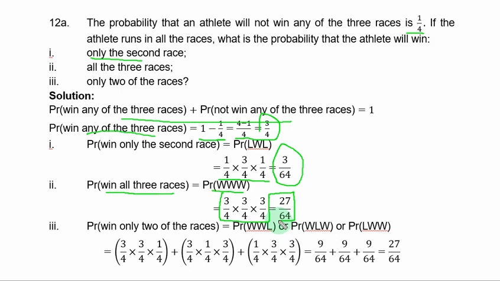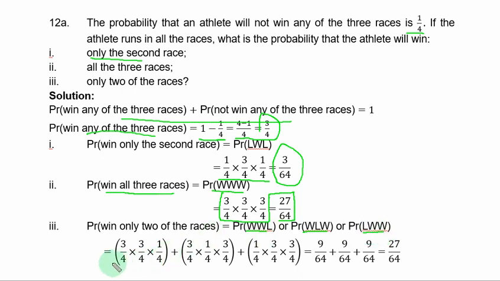Roman figure 3, the athlete wins only 2 of the races. Now, you cannot tell whether he will win the first, second, and lose the third. So you have to consider all the possibilities. So he can win first, second, and lose the third one, or he wins the first, loses the second, and wins the third, or he loses the first, wins the second, and wins the third. So these are the possibilities of winning any 2 or only 2 of the races.